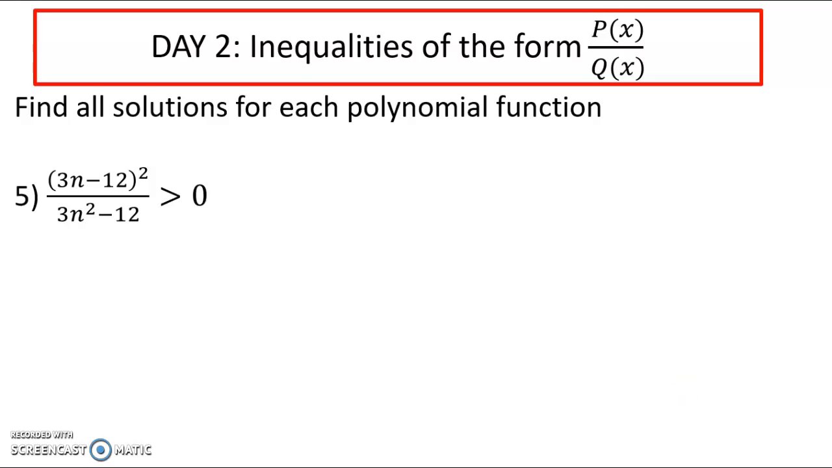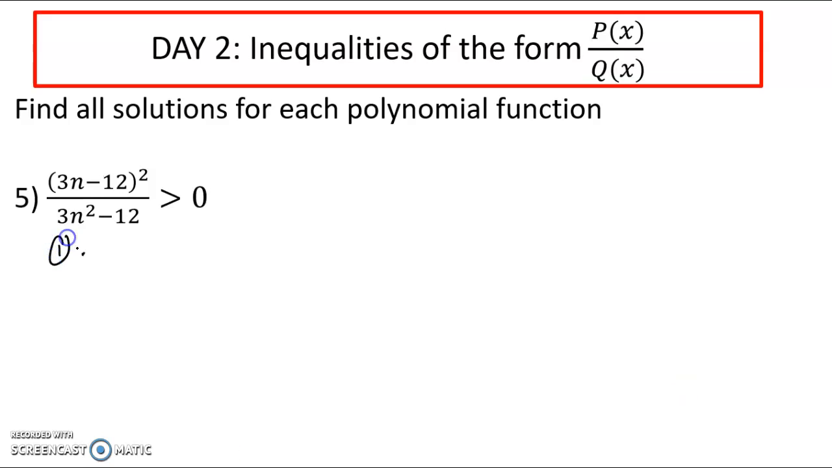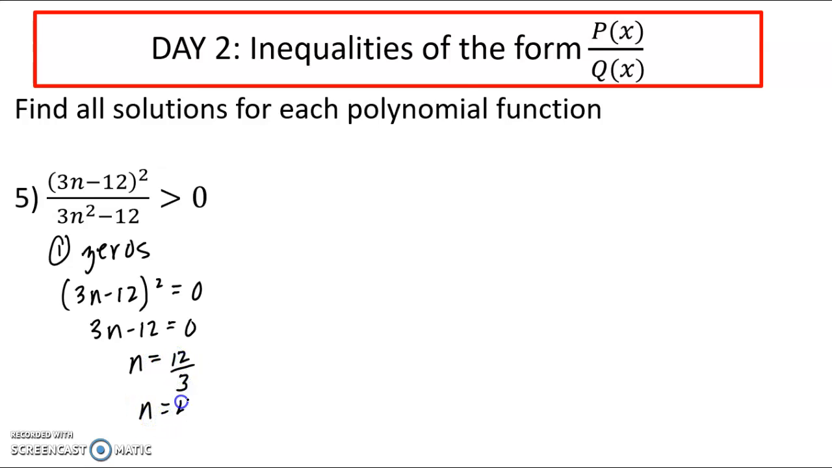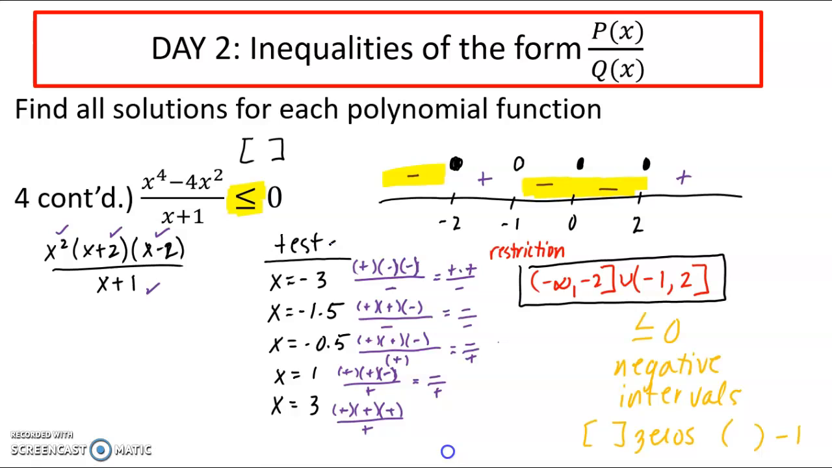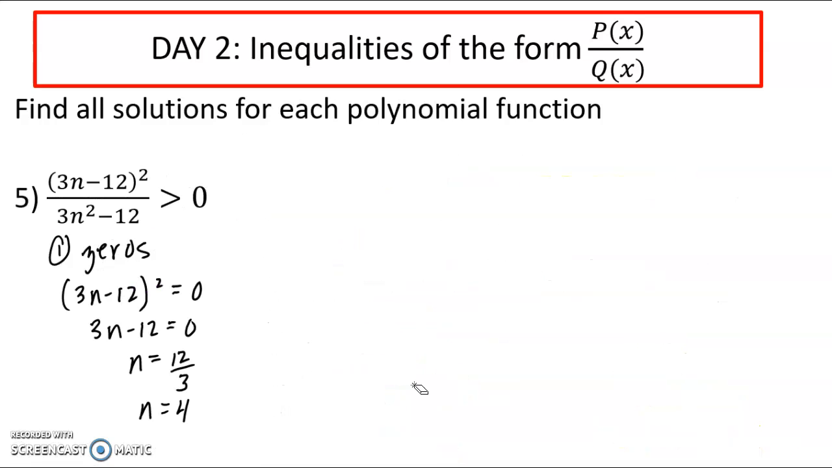Find all solutions. Okay, so first spot we start are the zeros, and we find the zeros by setting the numerator equal to 0. Take the square root of both sides, add 12, divide by 3, so n equals 4 is my 0. Next, I determine my domain restrictions.